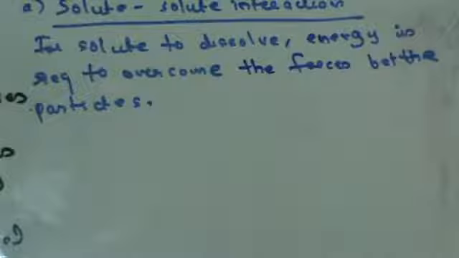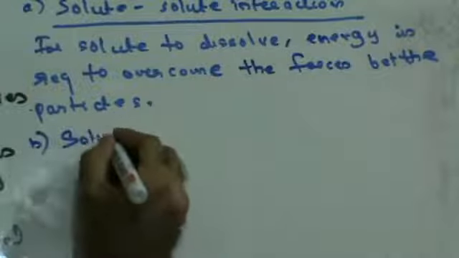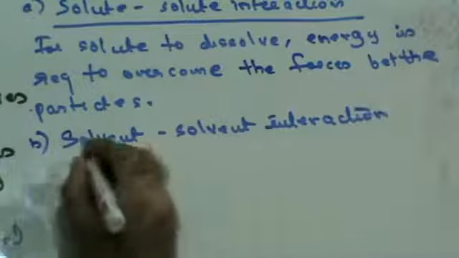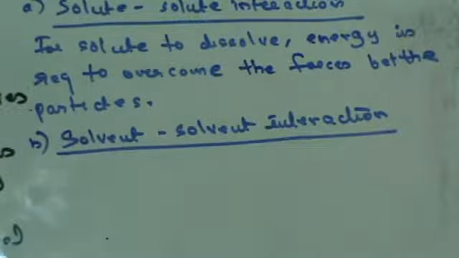Then I could have solvent interaction. In the dissolution process, energy is required to separate the solvent molecules from each other to make space for the solute molecules. The solvent molecules are closely packed. Now some space has to be made so that a solute molecule can fit in between them. That energy required to separate the solvent molecules so that a solute molecule can fit into them is called solvent interaction.